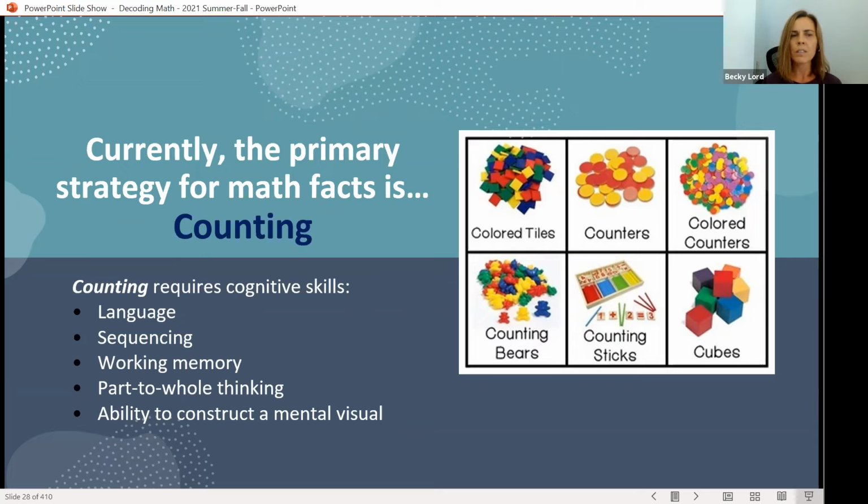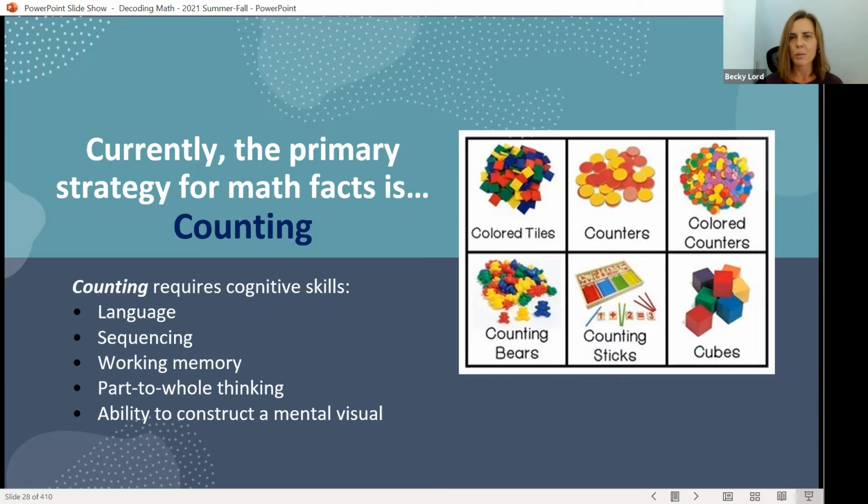And it requires also the ability to construct a mental visual. So if math is really about this ability of having to see visuals and have a good picture in your mind of quantity, if we're counting, it doesn't give them that visual to have in their mind very well. And so I like this image here. This is often the manipulatives we see in elementary schools. We've got colored tiles, counters, colored counters, counting bears, counting sticks, cubes. A lot of different kinds of manipulatives that can be used for counting is often what we see.